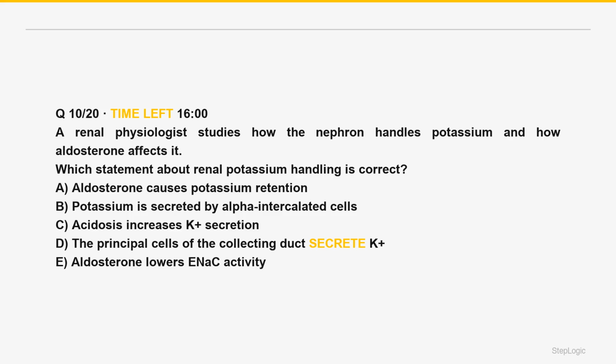Which statement about renal potassium handling is correct? A renal physiologist studies how the nephron handles potassium and how aldosterone affects it. Read the command: which K+ handling statement is correct? Principal cells secrete K+, reabsorb Na+, under aldosterone. Secretion through ENaC and the Na-K ATPase. High K+, high flow, alkalosis, and high aldosterone increase secretion.